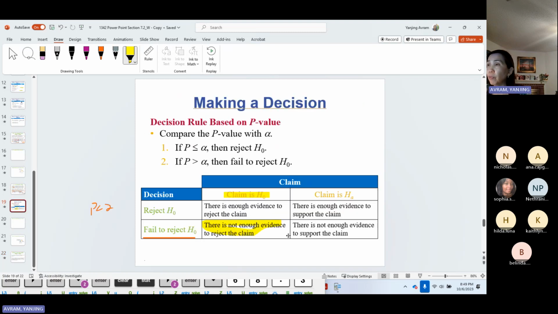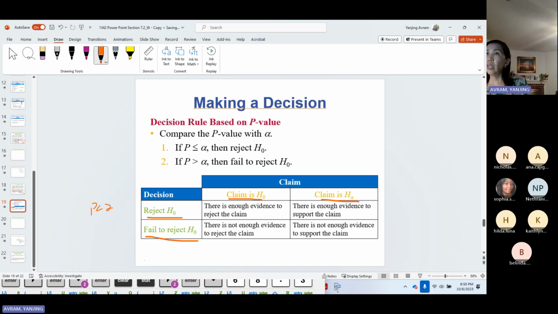So this table is very important, especially if you do not know how to make the final conclusion. This table will definitely help. Okay. So you're going to look at whether your claim is in the null or in the alternative, and then see if you reject or do not reject the null hypothesis, and then choose one of these 4 outcomes.